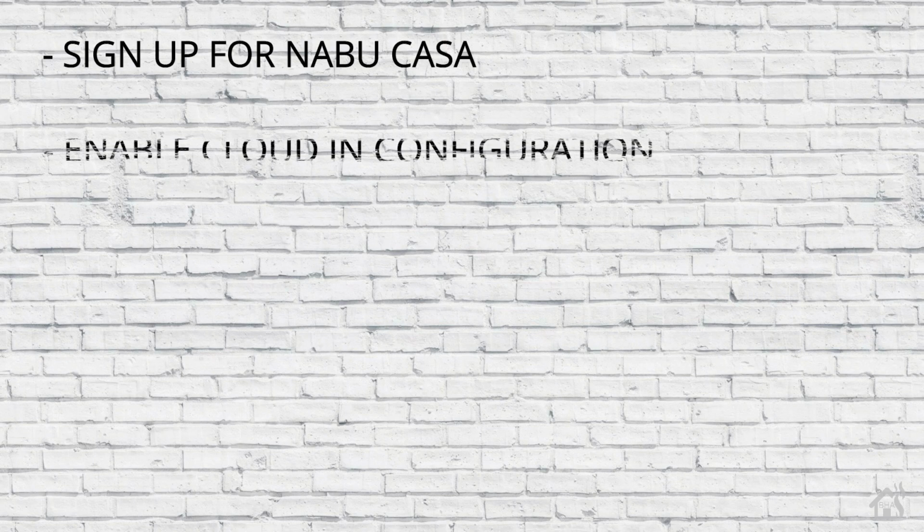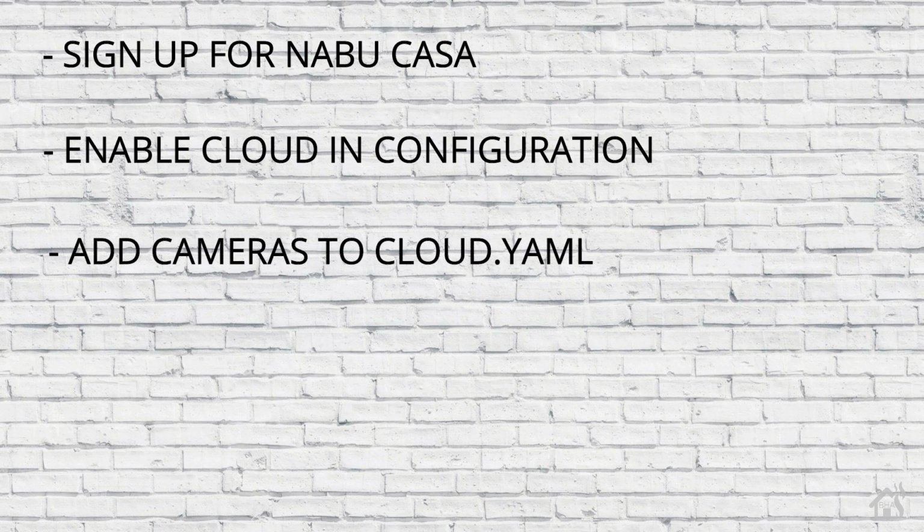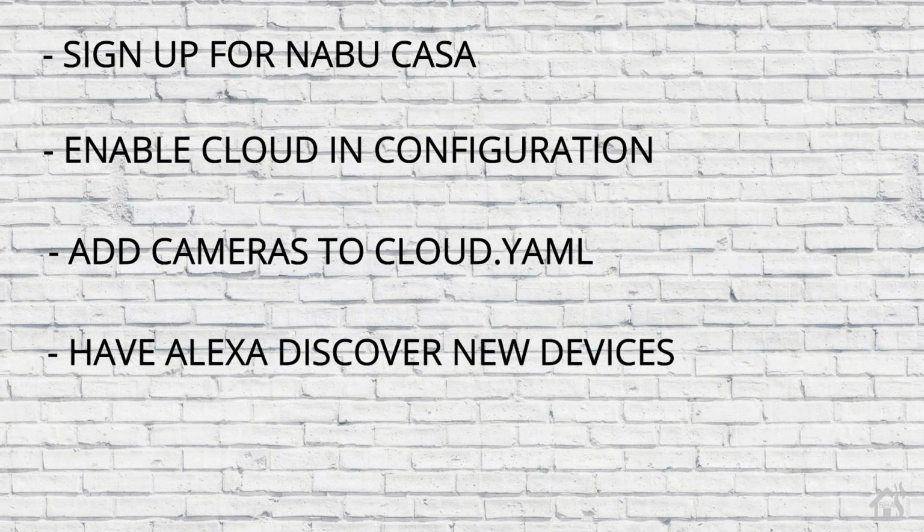So again, like I said, for starters, you need to sign up for Nabu Casa for this to work. Once we did that, we enabled cloud in our configuration. After that, we added the cameras to our cloud.yaml file here, and then we jumped over to Alexa and did a discovery for it to pull in those newly added devices. Lastly, I showed you what that looked like in action.